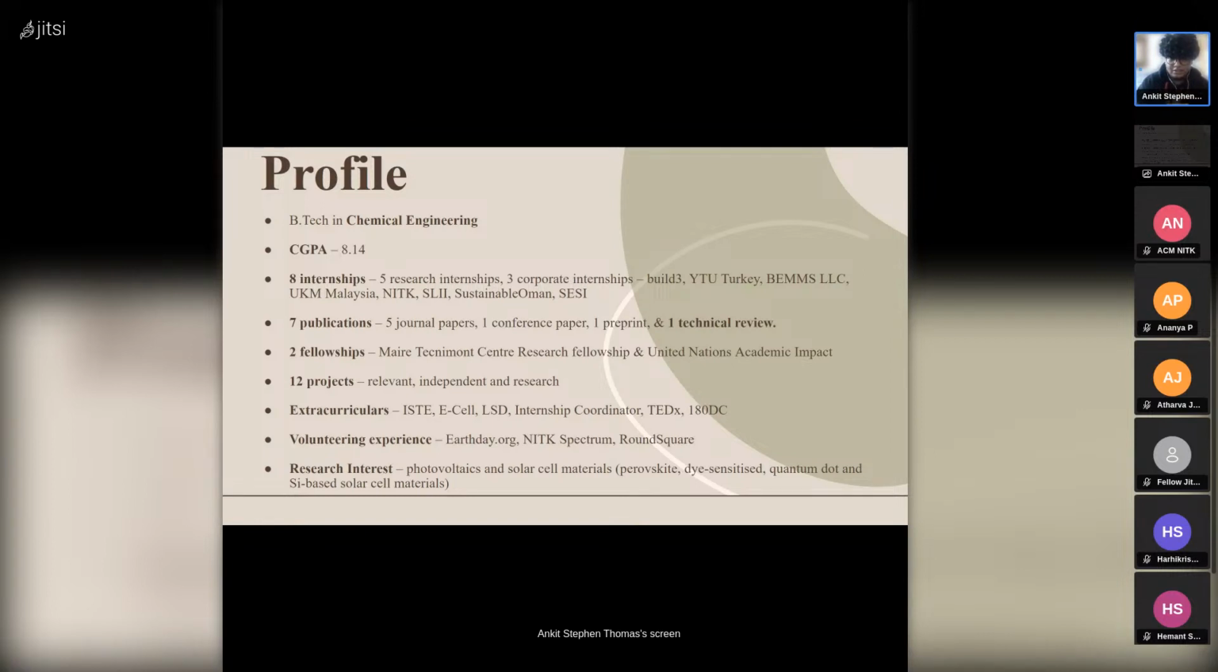I'm mainly interested in photovoltaics and solar cell materials. In simple terms, energy materials, right? So photovoltaics and solar cell materials, for those of you who don't know, it's a very upcoming field of research wherein you try to develop new materials or tune material properties to make more efficient solar cell devices or solar devices. So yeah, that's pretty much about my profile.